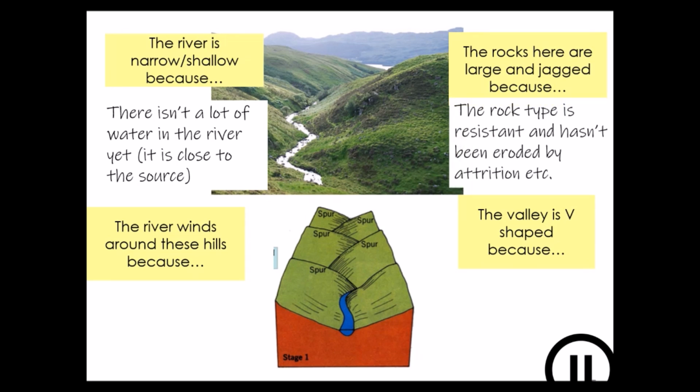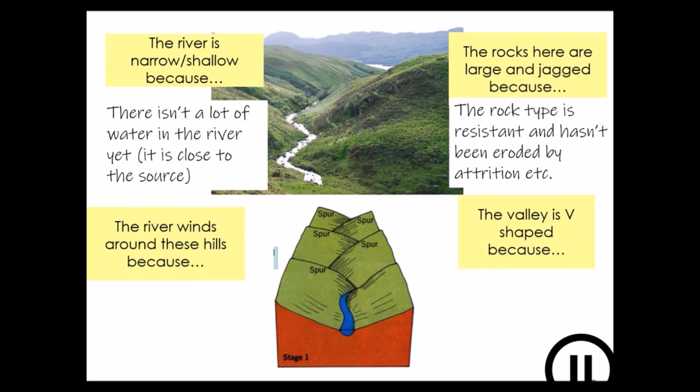The next sentence starter: the rocks here are large and jagged or angular, and this is because the rock type is generally really resistant in the upper course. That's why it's managed to stay quite high up in terms of our landscape, and it hasn't been eroded by things like attrition yet. So that explains why they're not nice smooth rocks. These rocks are not going through those processes of attrition that would be experienced further downstream with those larger rivers at play.